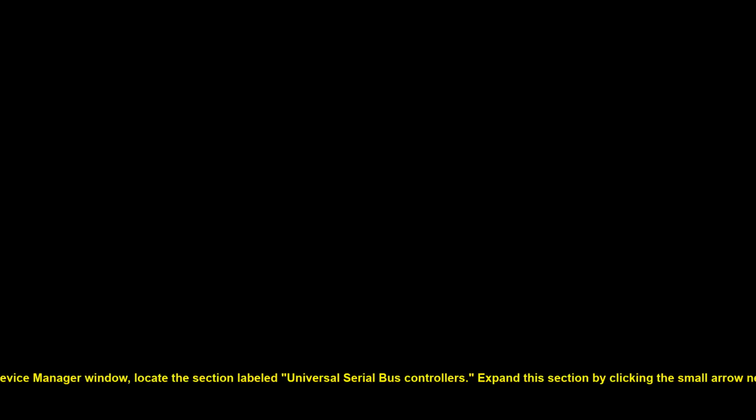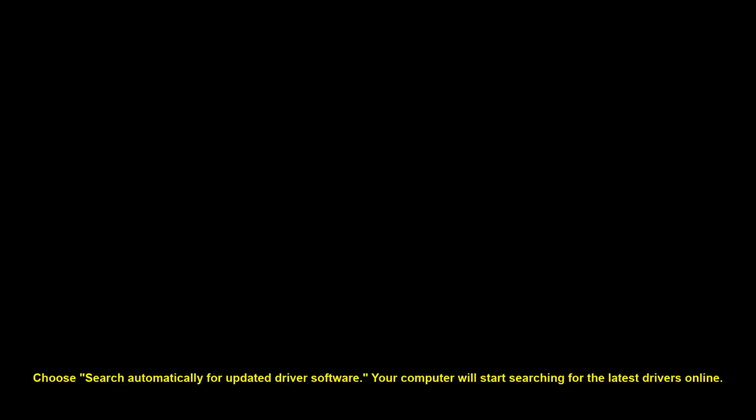Expand this section by clicking the small arrow. Look for any entries that mention USB-C or docking stations. Right-click on each USB-C entry and select Update Driver. A new window will appear with two options. Choose Search automatically for updated driver software.